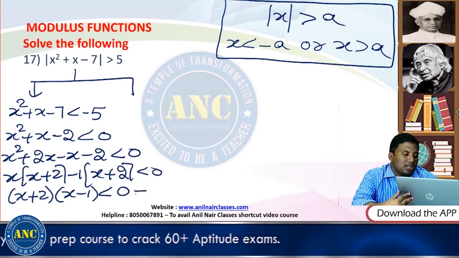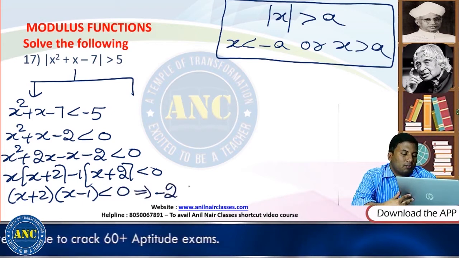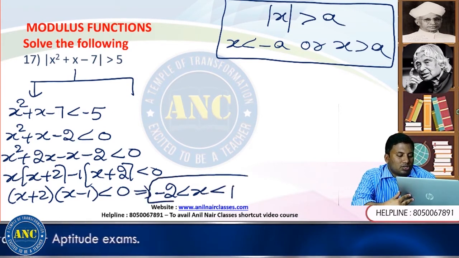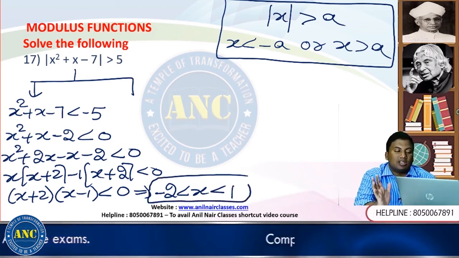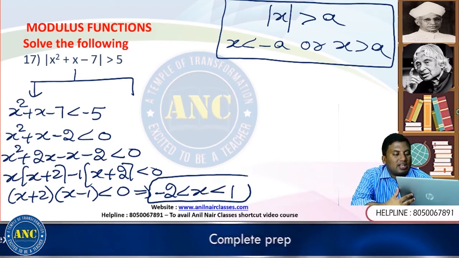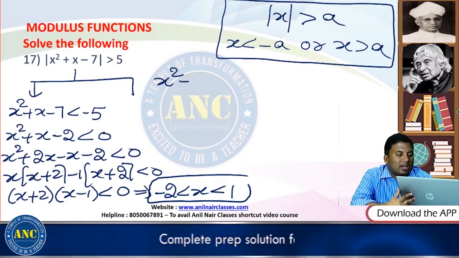If it is less than, it lies between the roots. Minus 2 less than x less than 1. This is the first condition. Lesser than the lesser value, greater than the greater value.